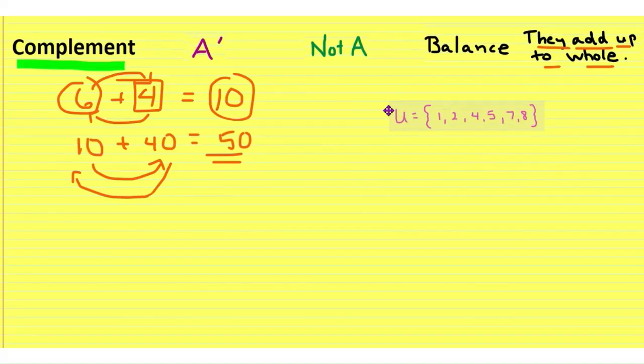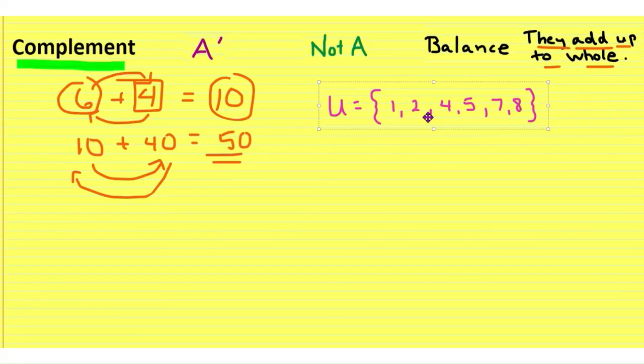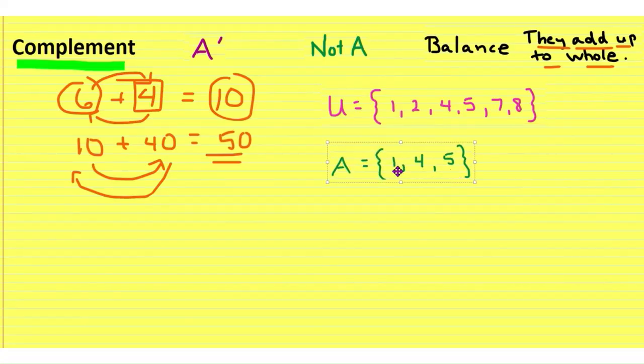Let's say that we have a set U. This is all the elements in this U set, the universal set. It has a 1, 2, 4, 5, 7, and 8. And then I also have a set A. Set A includes the elements 1, 4, and 5. So how would we identify the complement of set A?